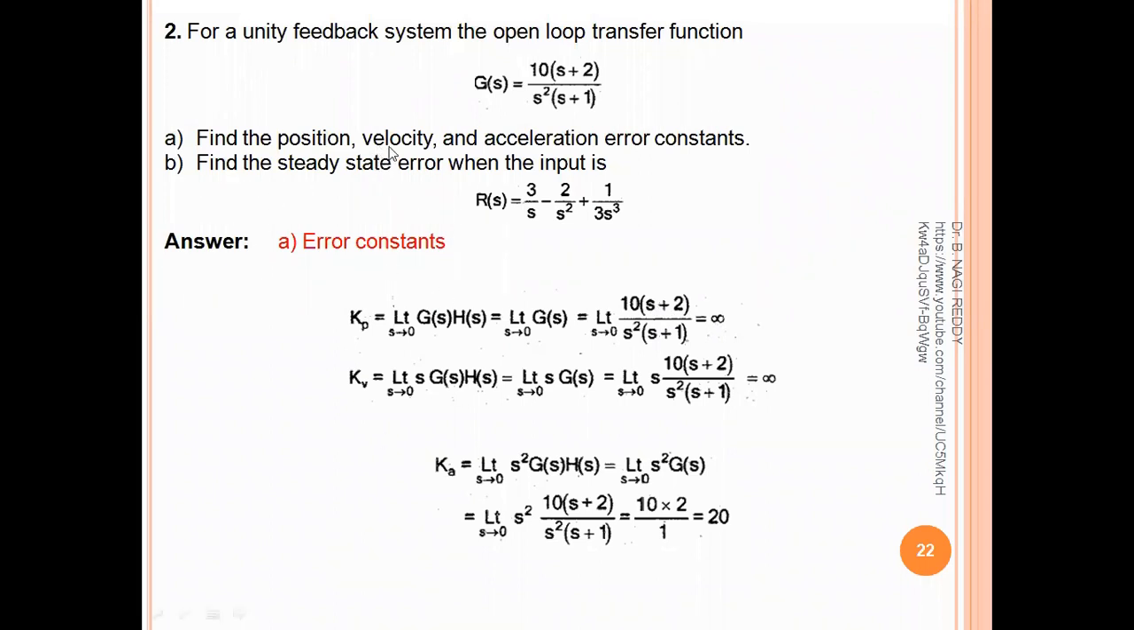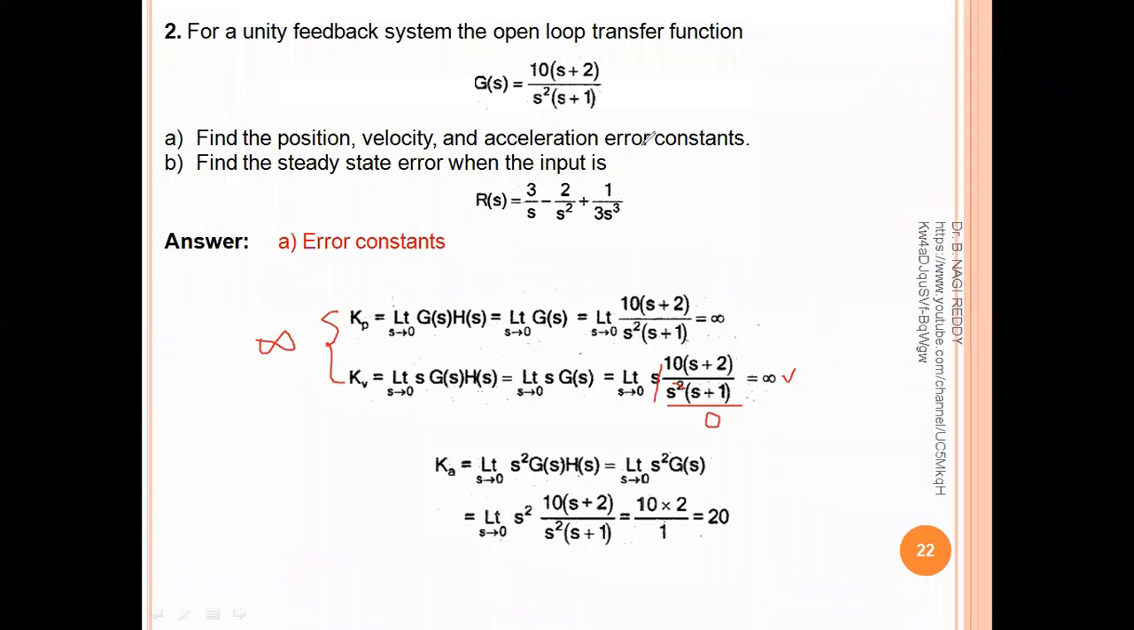Similarly, we can calculate the velocity error constant also. The velocity error constant formula is limit s tends to 0, s into G(s)H(s). Substitute G(s), H(s) values, and then one s is cancelled in the s square term, and remaining you substitute s is equal to 0. You can see that in the denominator still s is there, so that means this entire term will become 0. That means anything by 0 will become infinity. So for the position error and velocity error, both the error constant values are infinity.